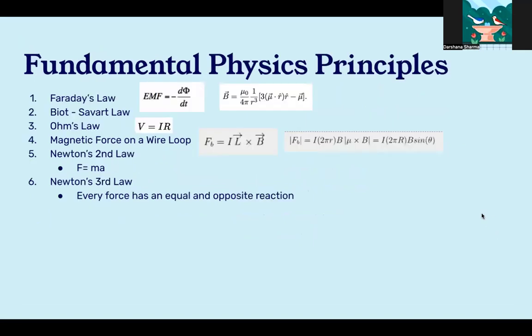The fundamental principles used in this lab are Faraday's law, which describes how a magnetic field interacts with a circuit to provide an EMF. We also use the Biot-Savart law, which describes the magnetic field generated by a constant electric current. We also use Ohm's law, which is V equals IR, and the concept of magnetic force on a wire loop, as this is similar to our system. Then we use Newton's second law, which is F equals ma, and Newton's third law, which is that every force has an equal and opposite reaction. This helps us understand how the magnet's behavior changed when it drops into the aluminum tube.